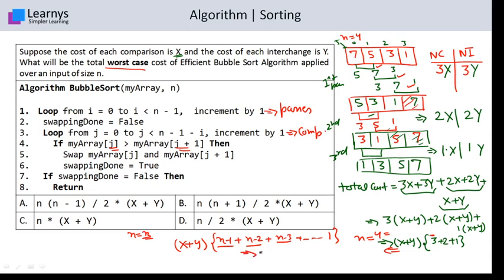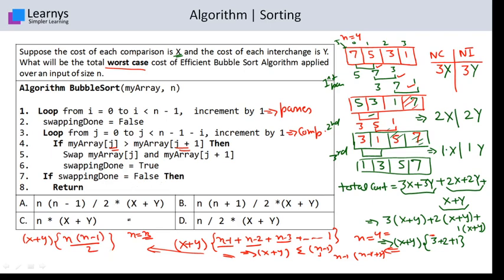So now again it will become x plus y times the summation of n minus 1. What is the formula for the summation of n? It is n into n plus 1 by 2. So it will become n minus 1 into n minus 1 plus 1, and the minus 1 plus 1 will cancel out. So it will become x plus y, and within the bracket it will become n into n minus 1 by 2. That will be our answer.